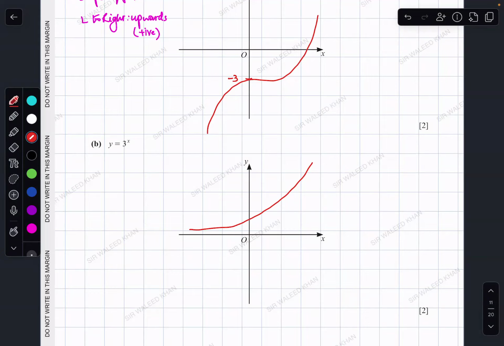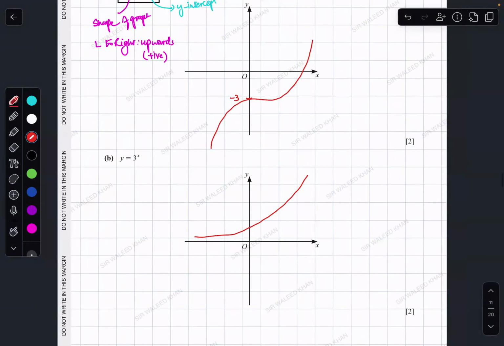Any graph related to it will be something like this. Now we have to mention the y-intercept as well. When it's crossing the y-axis, the value of x will be 0. So 3 power x, 3 power 0, it should be y is equal to 1. So you label this as (0, 1).